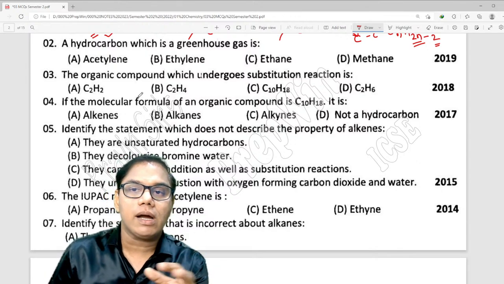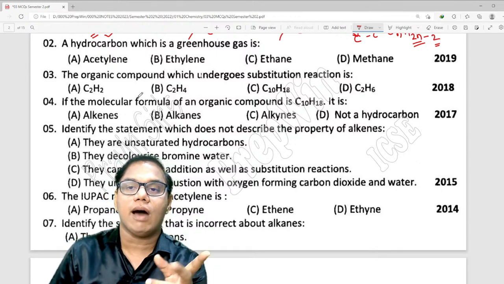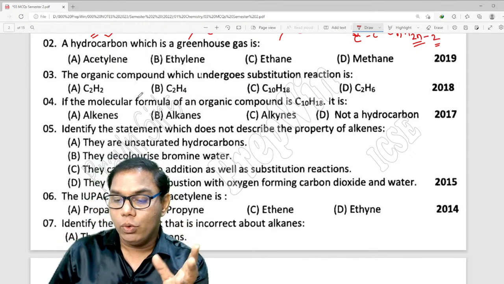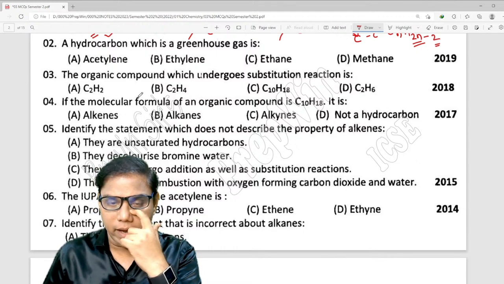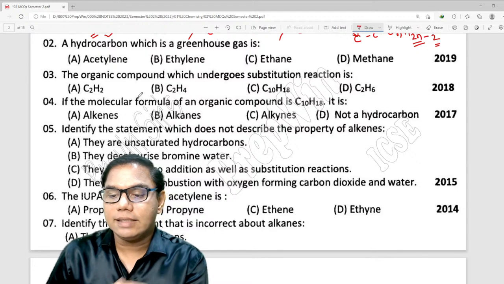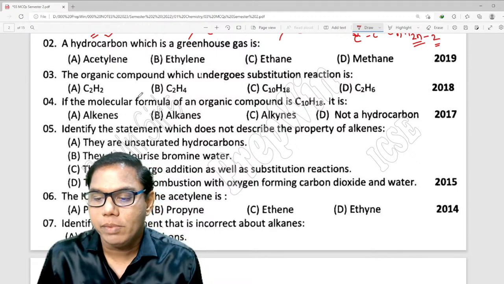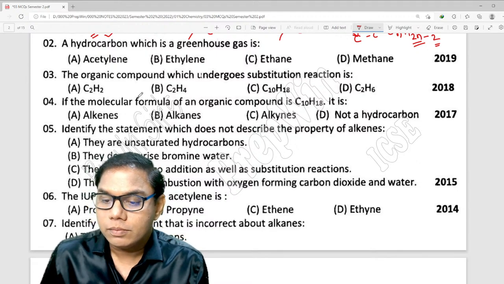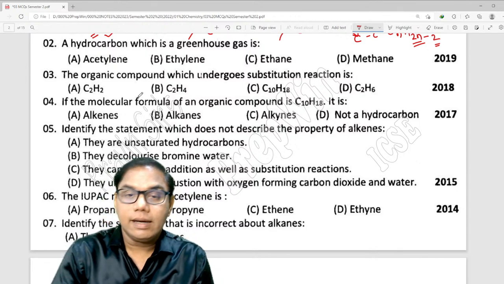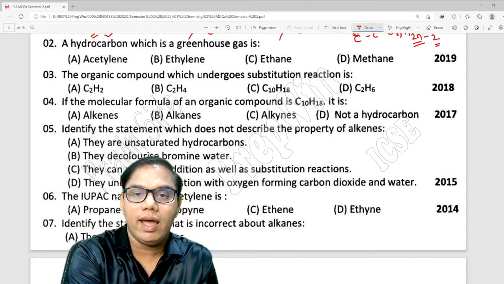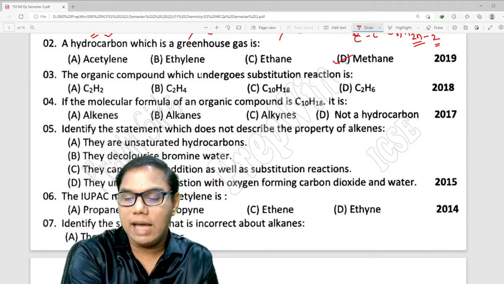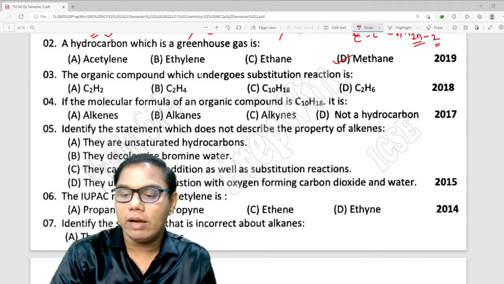A hydrocarbon which is a greenhouse gas. Very important question. Greenhouse gas. Yes, reality gamer. Himanshu Kushwa, how come A? No. Correct answer is D, methane. Can you name one more greenhouse gas?